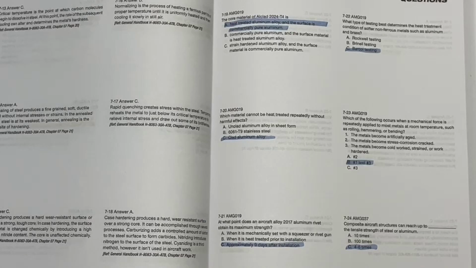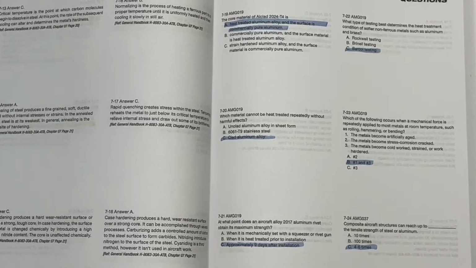Question 719. The core material of Alclad 2024-T4 is A, heat-treated aluminum alloy and the surface is commercially pure aluminum, B, commercially pure aluminum and the surface material is heat-treated aluminum alloy, C, strain-hardened aluminum alloy and the surface material is commercially pure aluminum. The correct answer is A, heat-treated aluminum alloy and the surface is commercially pure aluminum.